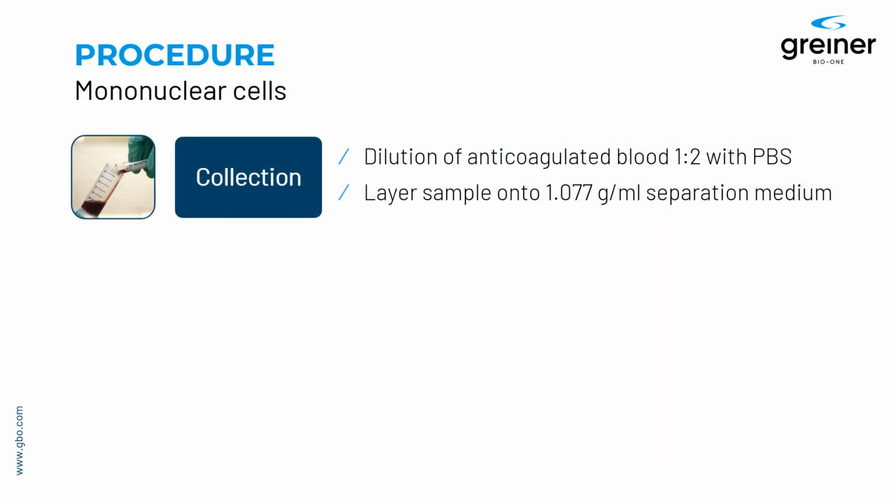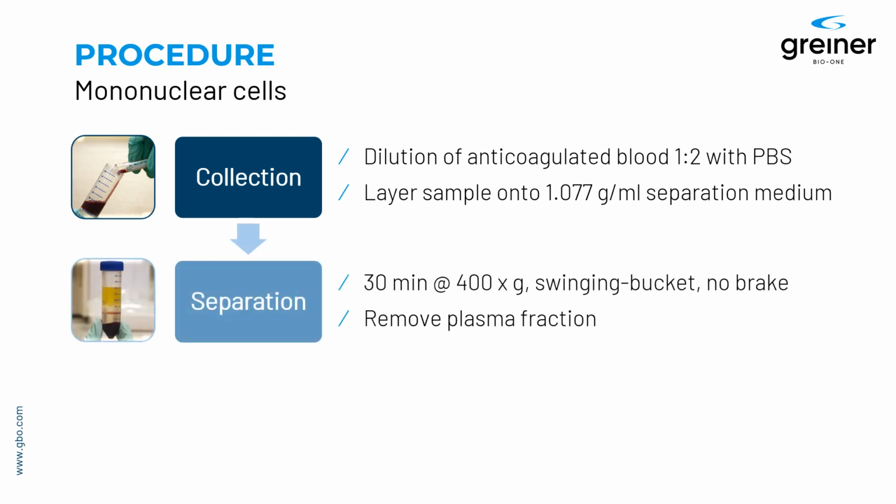The actual separation procedure starts with the collection and dilution of the blood sample. A dilution of 1 part blood sample and 2 parts balanced salt solution is recommended. This sample is layered carefully and slowly onto the separation medium in a tube. Ideally, there should not be much mixing between the two phases. Centrifugation has to take place in a swinging bucket rotor with low acceleration and no brake at 400 times G for 30 minutes at room temperature.